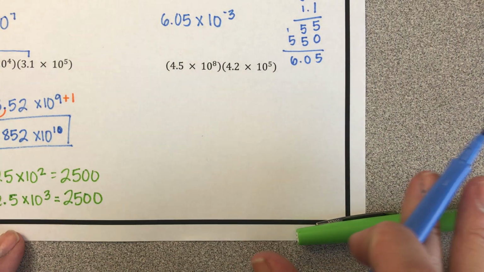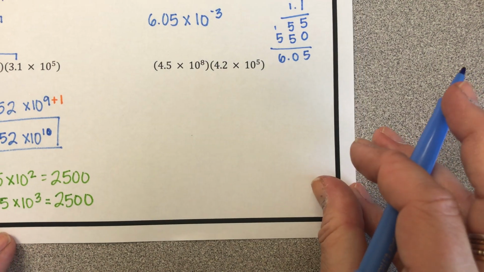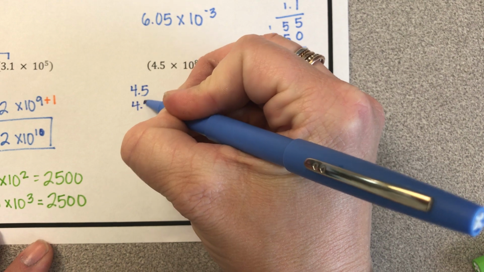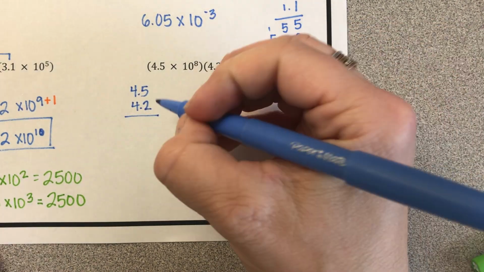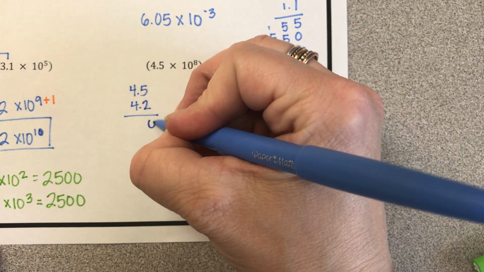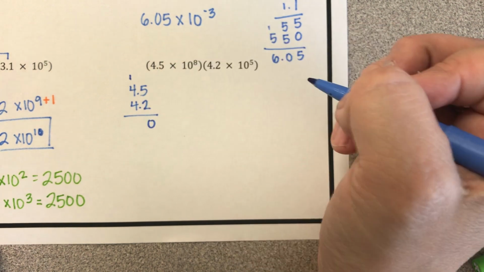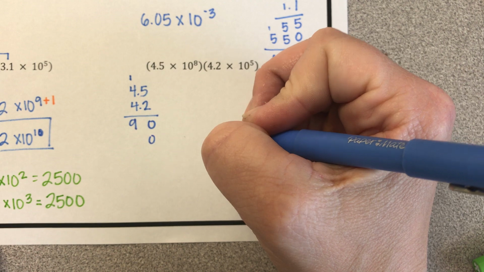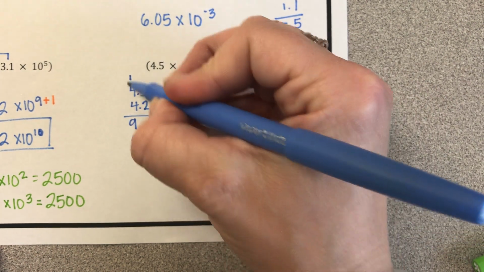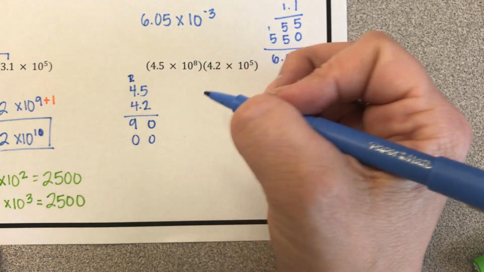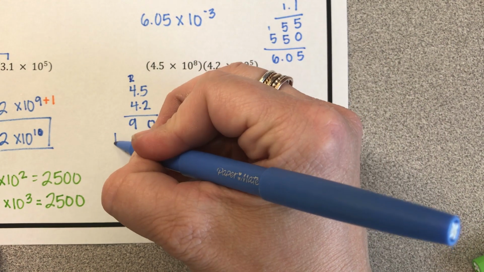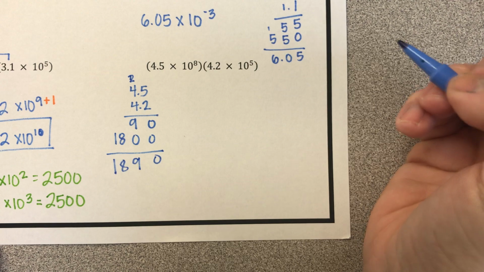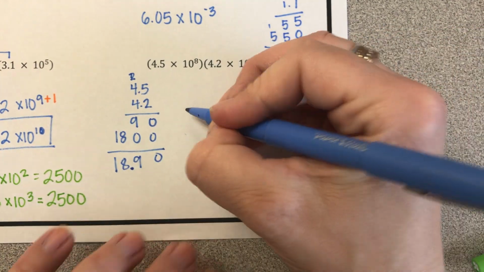Okay, and then let's do this last one together. 4.5 times 10 to the 8th times 4.2 times 10 to the 5th. So the first thing I have to do is 4.5 times 4.2. 2 times 5 is 10. 2 times 4 is 8. Plus 1 is 9. Put a 0 to show I was there. 4 times 5 is 20. 4 times 4 is 16. Plus 2 is 18. 0, 9, 8, 1. Two numbers behind my decimal.